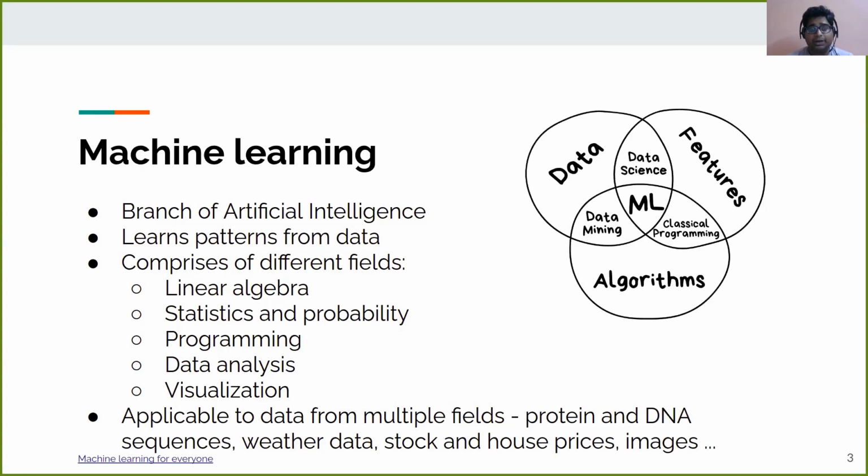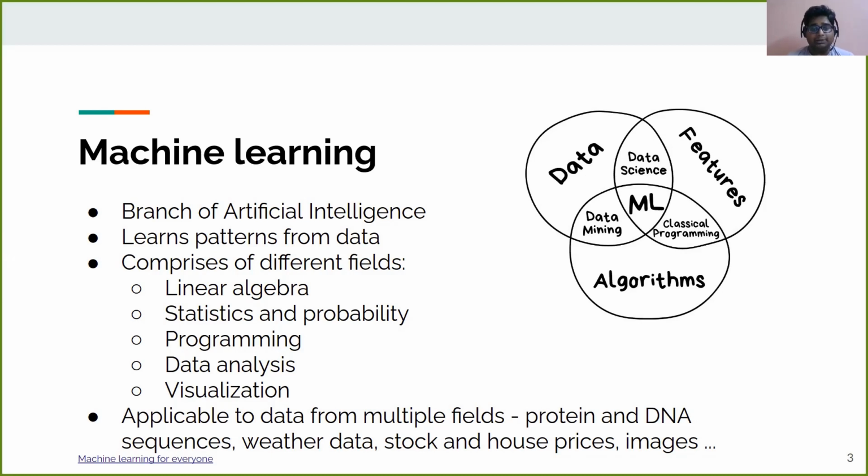Machine learning is one of the branches of artificial intelligence. You may have heard about artificial intelligence. It offers several algorithms for learning hidden patterns from data. Machine learning comprises different fields of study, such as linear algebra, statistics, and probability. These two fields form the mathematical foundation of machine learning.